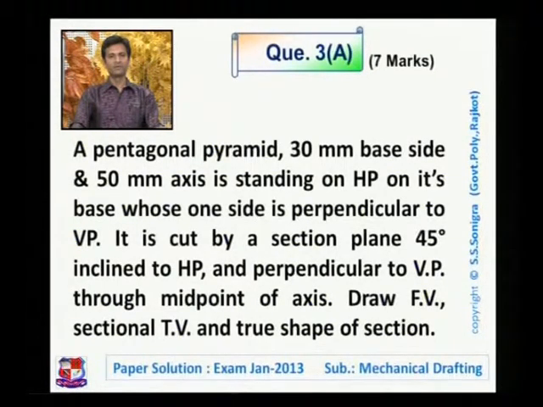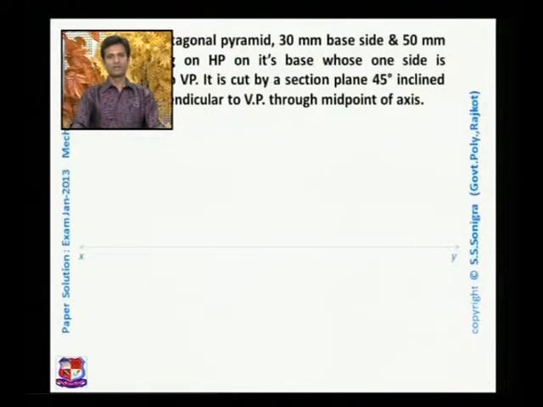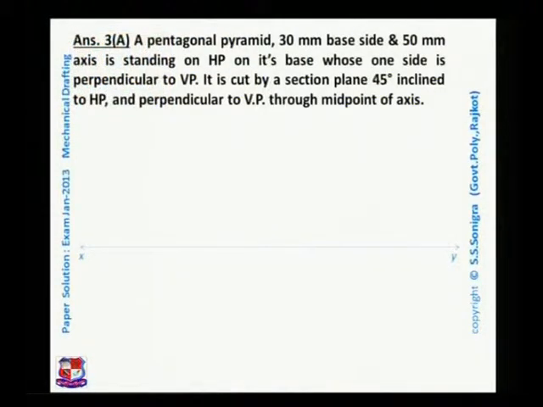After drawing its front view, here it is given that it is cut by a sectional plane 45 degrees inclined to HP and bisecting the axis. So for that, let us start its drawing. First step is to draw the XY line, which represents the intersection of HP and VP.